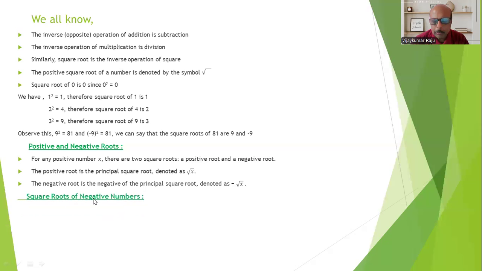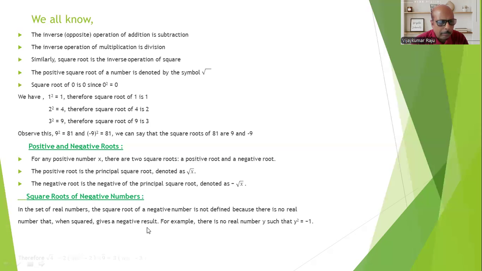Square root of negative numbers. So do we have a square root of a negative number? Let us see. In the set of real numbers, the square root of a negative number is not defined, because there is no real number that when squared gives a negative result. For example, there is no real number y such that y square is minus 1.